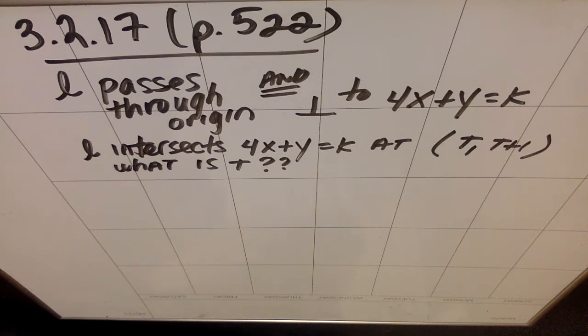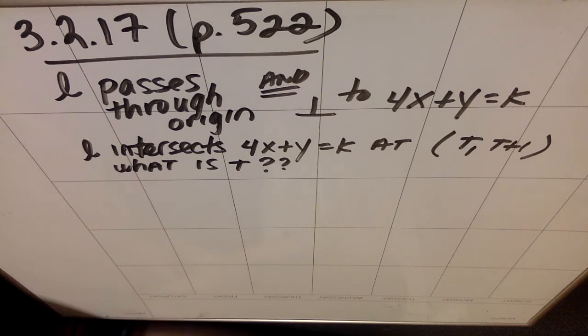All right, we're going to do some more SAT prep. This is 3.2.17 on page 522. So that's practice test 3, section 2, number 17.